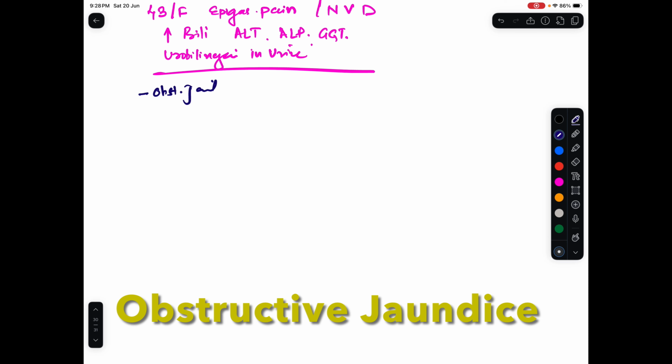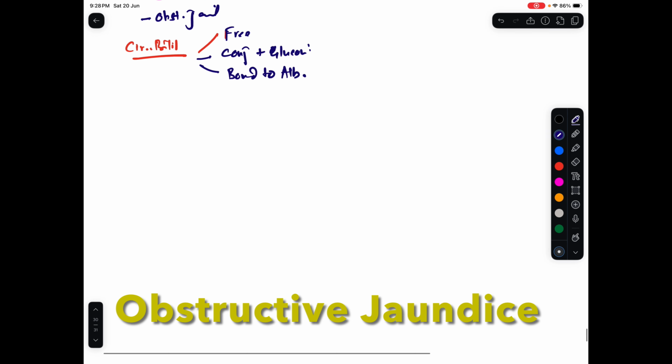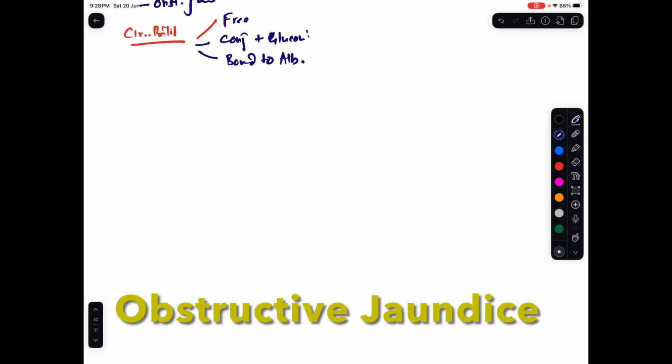In what form does bilirubin circulate? So circulation of bilirubin. There are different forms. It can be free, conjugated with glucuronic acid, or it can be bound to albumin. Bilirubin, how is urobilin formed and how does it circulate? So urobilinogen, how is urobilinogen formed? So this you have to understand about bilirubin, all that. So this is urobilinogen inside the urine.